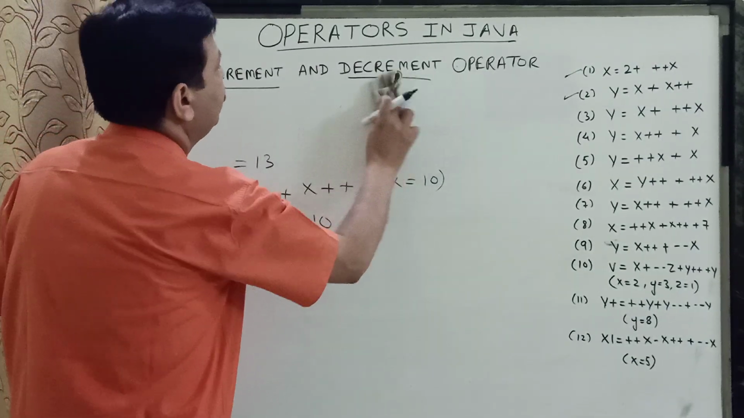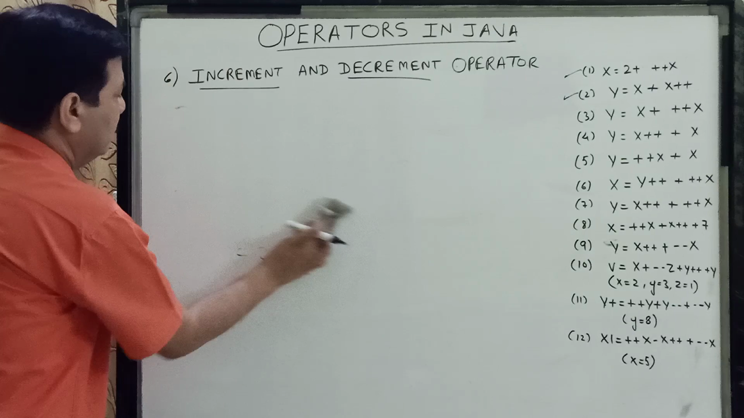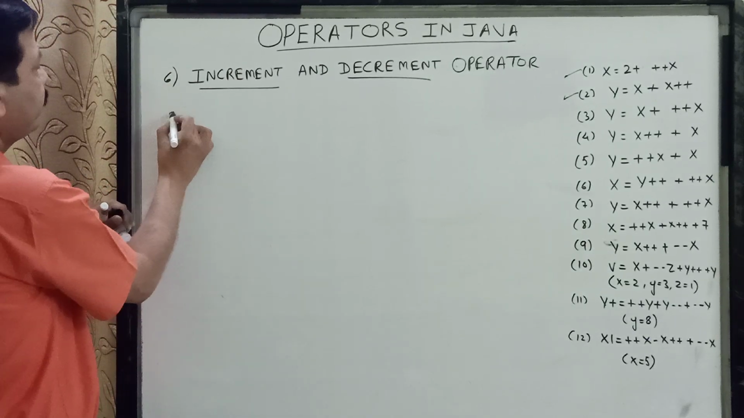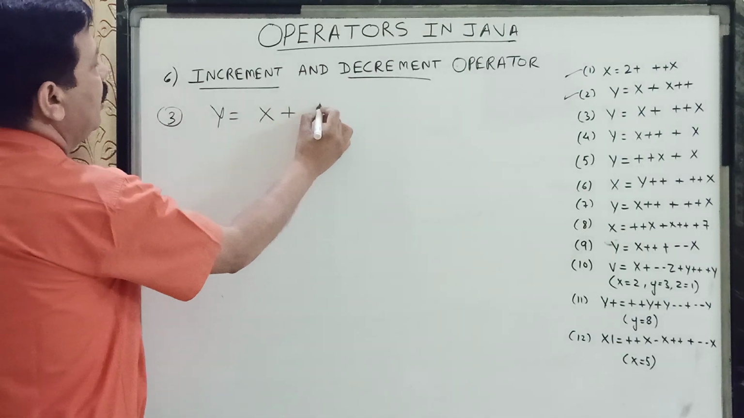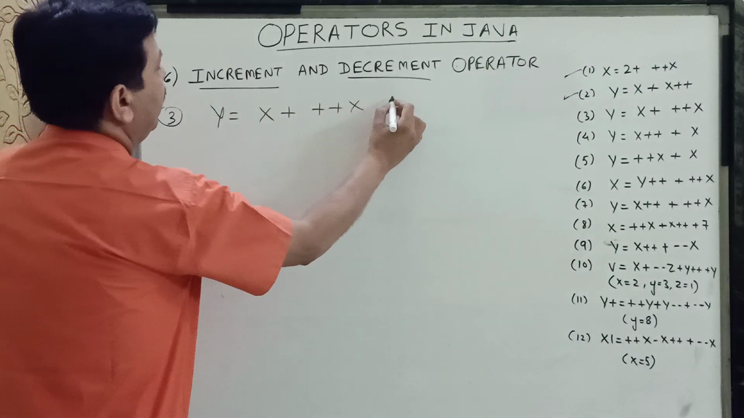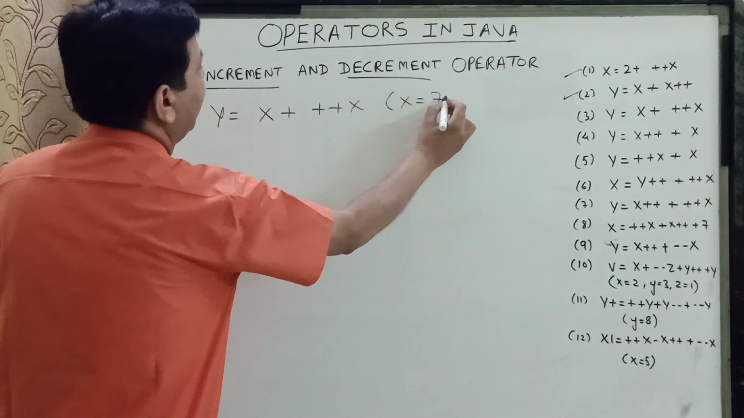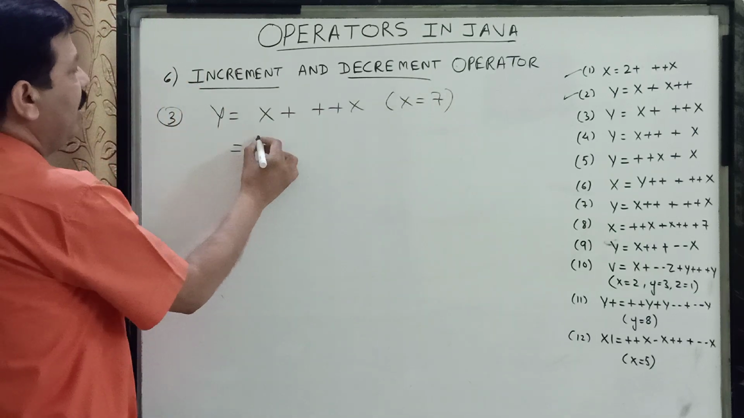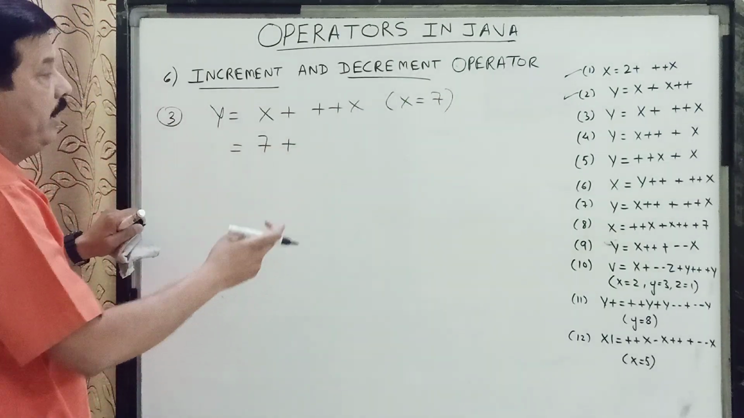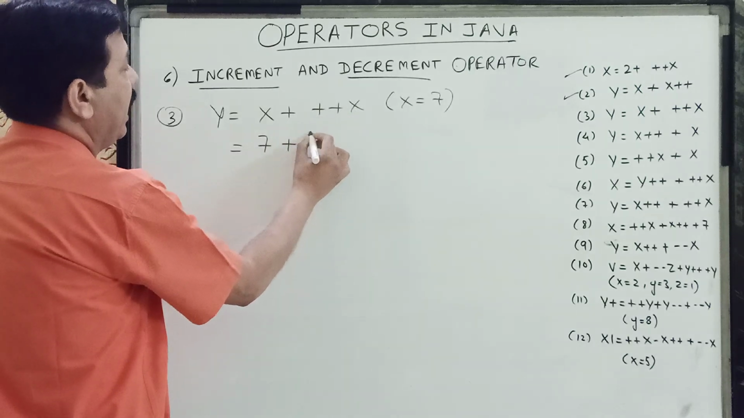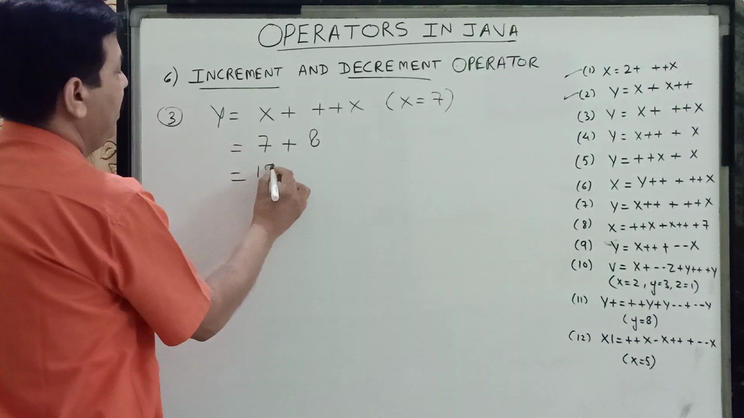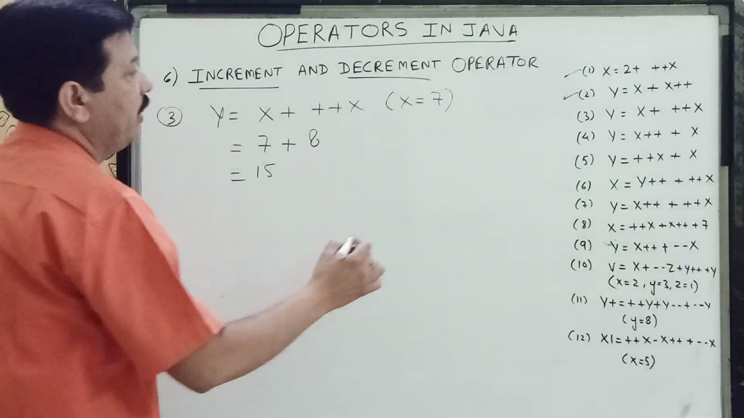The third one is saying y is equal to ++x plus x. Say I take the value of x as 7. So children, it will become 7 plus, now it is a pre-increment, so its value will be changed from 7 to 8 and then its value will be 15. So this is the third one.